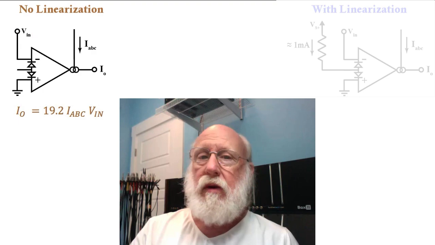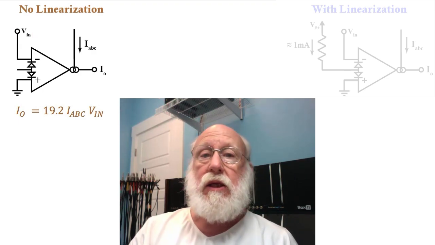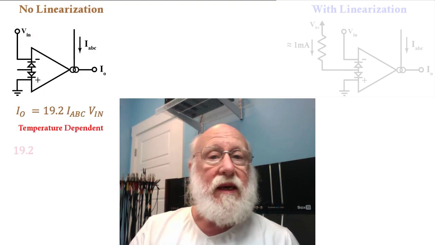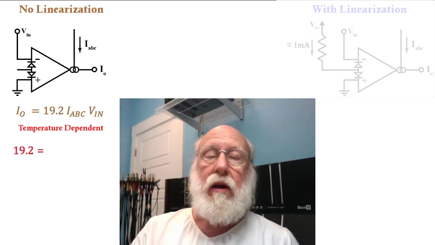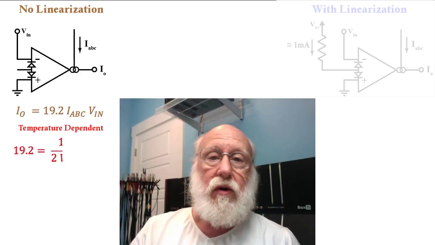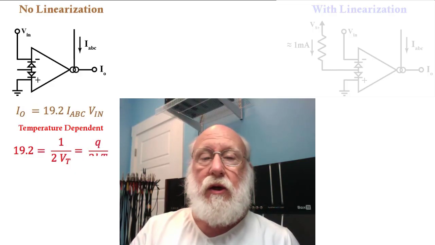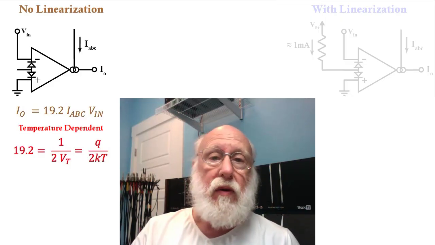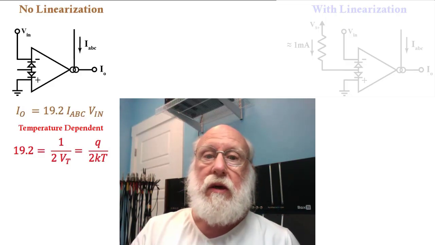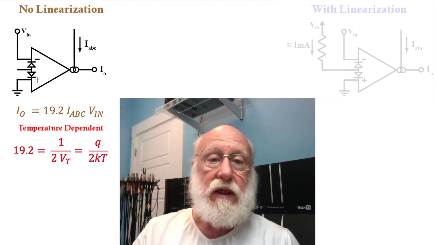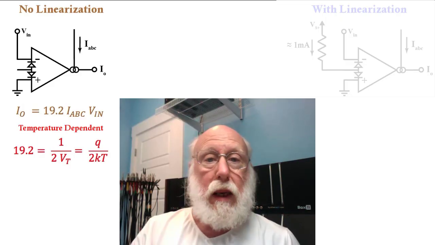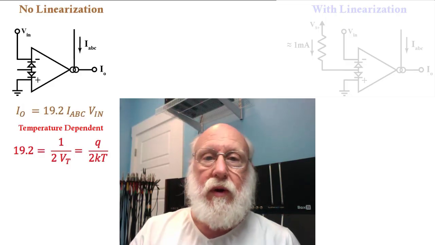It is important to note at this point that this is dependent on temperature. The 19.2 term is actually 1/2 of the reciprocal of the thermal voltage. In other words, 1 over 2 V sub T, which is equal to q, the charge on an electron, divided by 2kT, where k is Boltzmann's constant and T is temperature. So as T increases, the 19.2 decreases. We may derive this in a later video, depending on whether I get around to it or not.